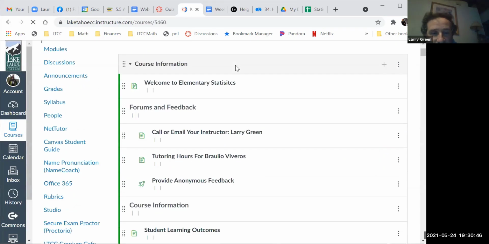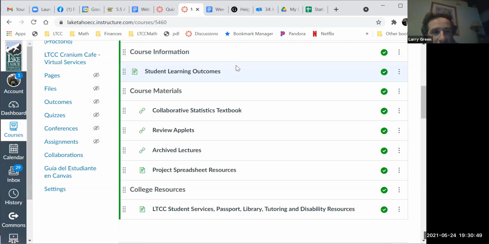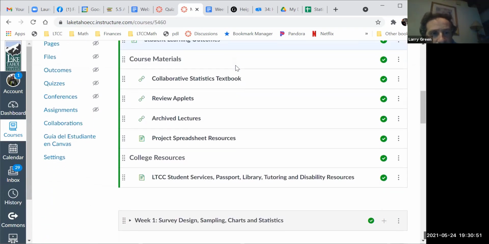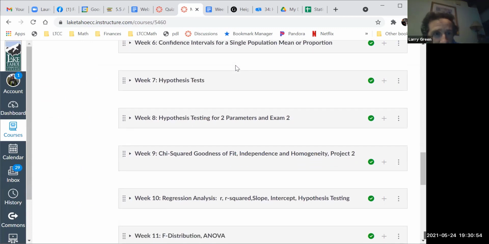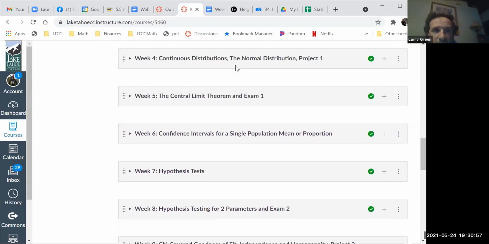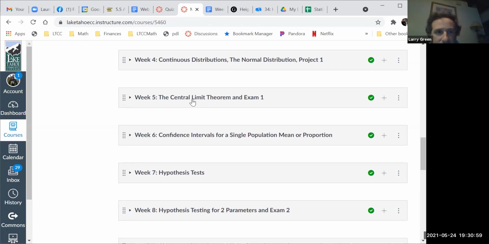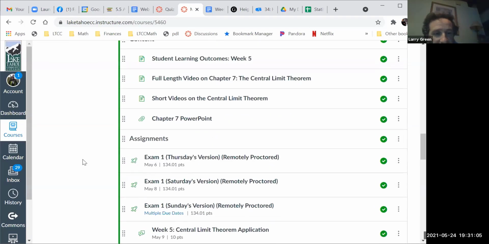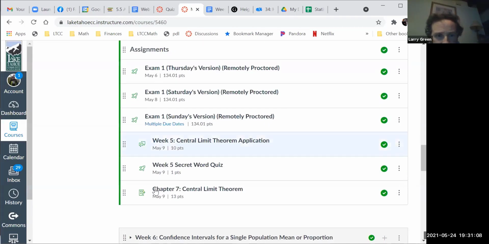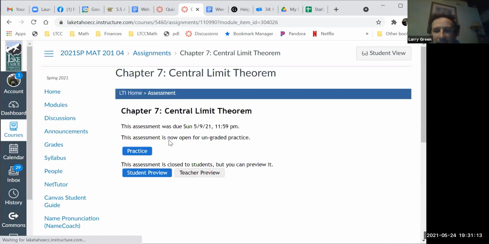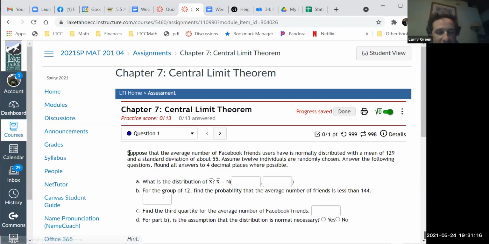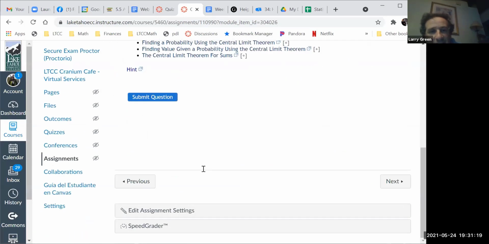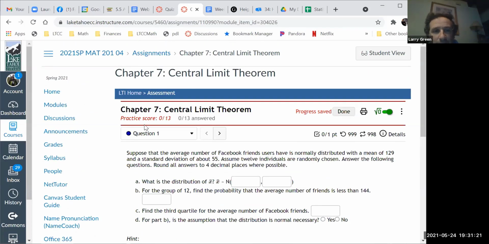And just a note, it's always good to look at study tools. So one of the things you can definitely do is, let's say you want to review the central limit theorem. You can always go back and click on Chapter 7 Central Limit Theorem exercises. You can click on that, and then you can practice the problems. And there we go. There's a bunch of exercises, and you can practice. So those are always open for you. Any questions on that?